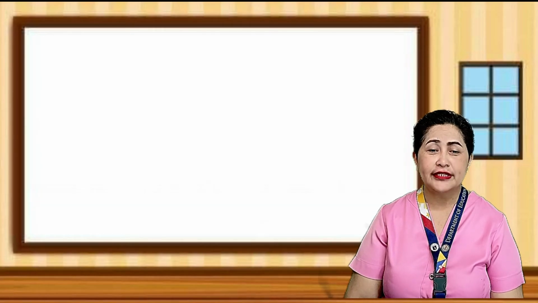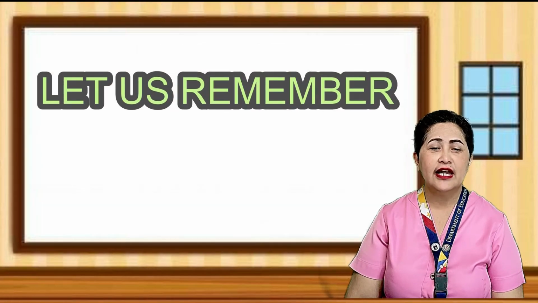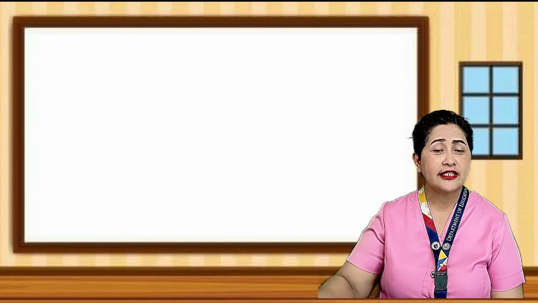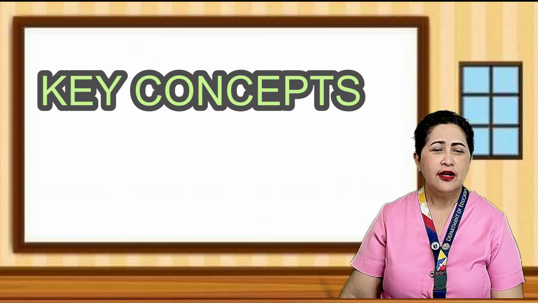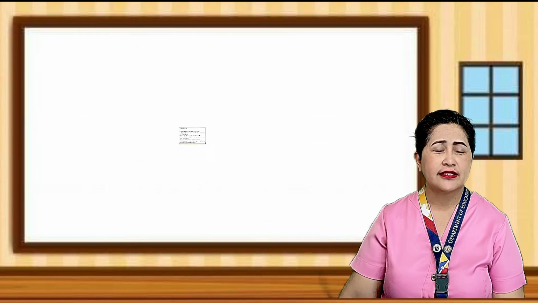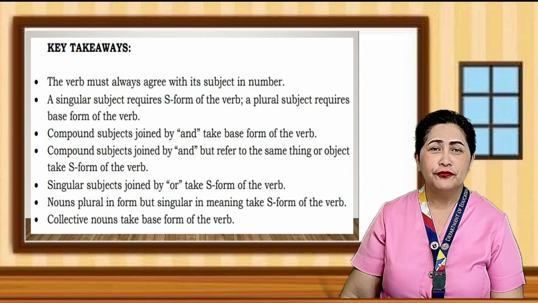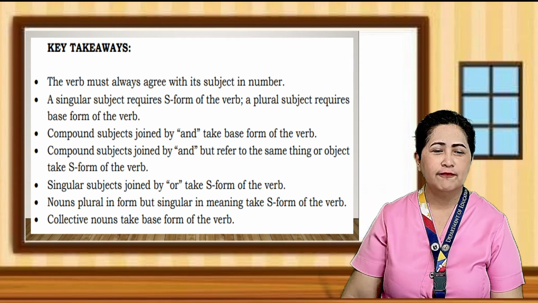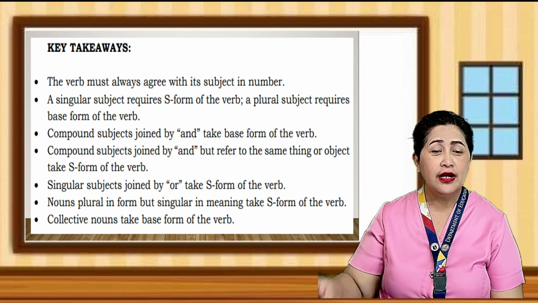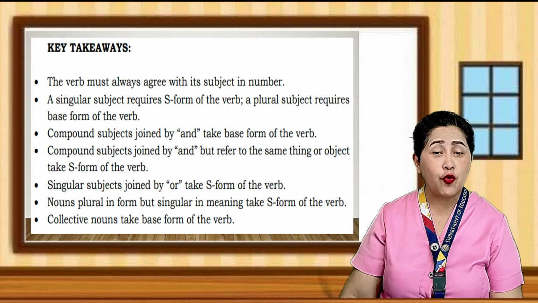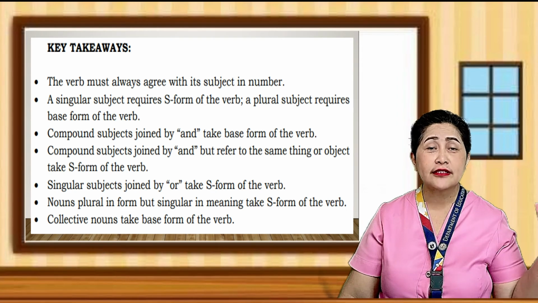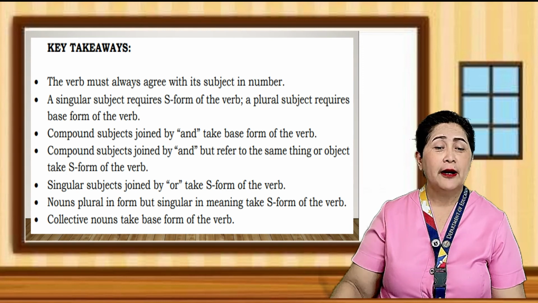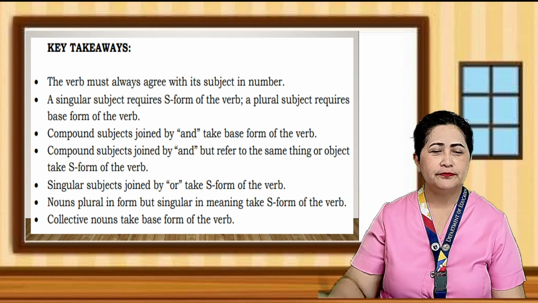So let's go now to the next activity, which is let us remember. At this point, you surely have learned the key concepts. What are the key takeaways? Number 1, the verb must always agree with its subject in number. Number 2, a singular verb requires S form of the verb. A plural subject requires the base form of the verb.